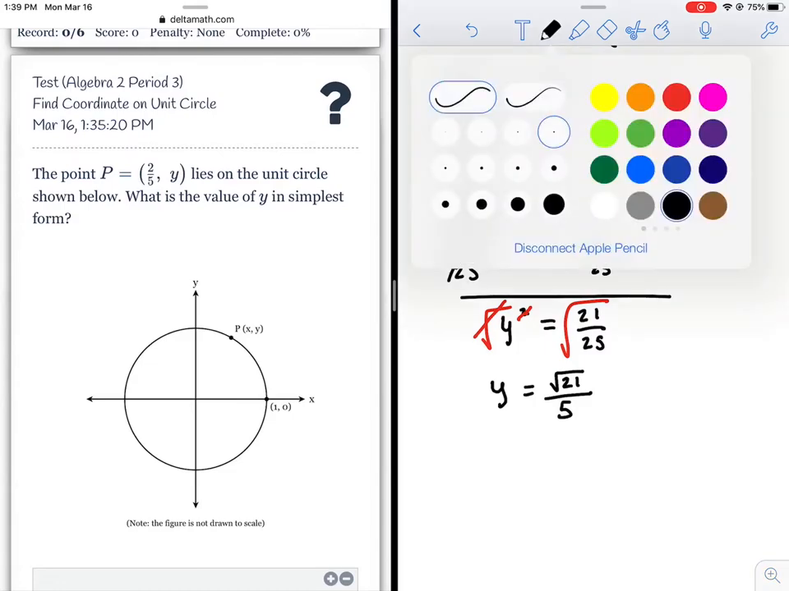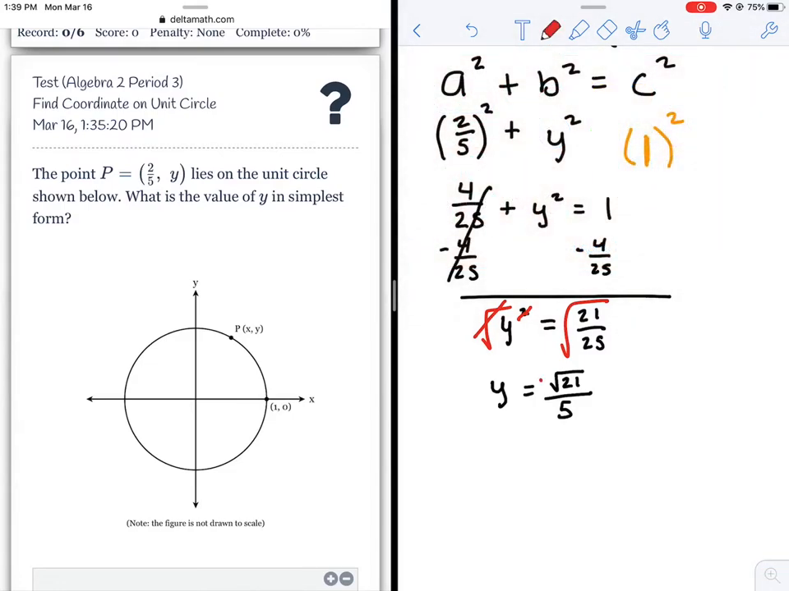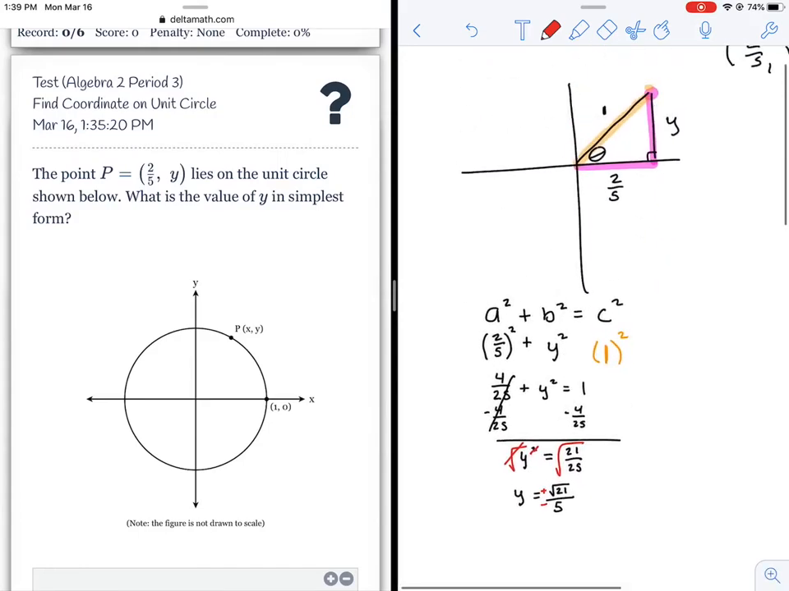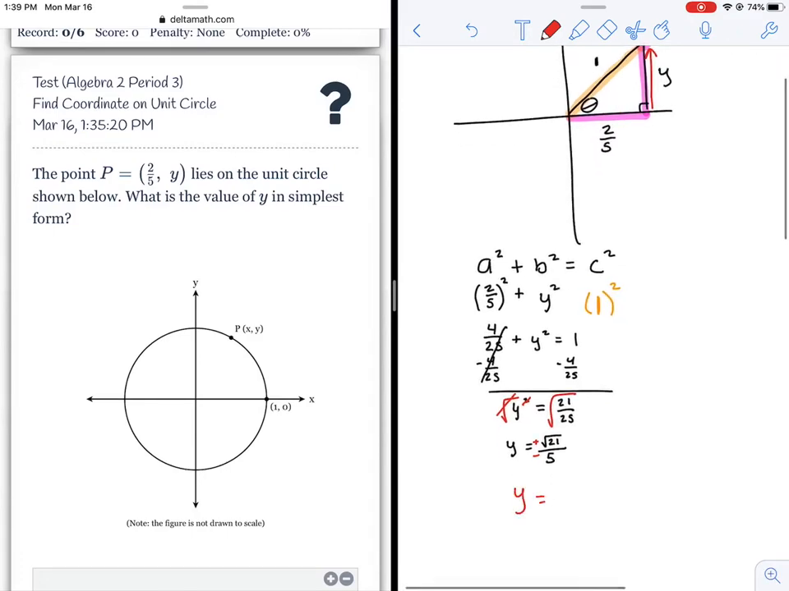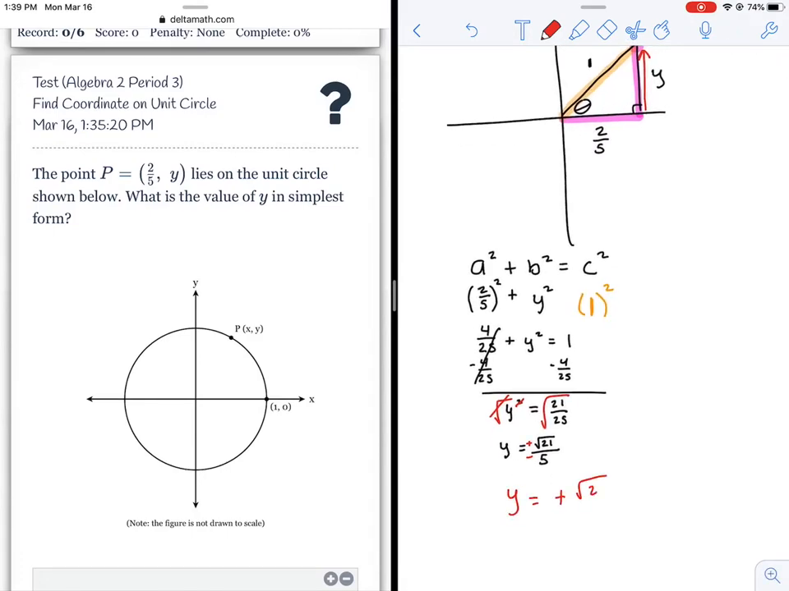Now remember, when we take the square root, we need to remember plus and minus when you draw in that square root. The reason why this is important here is because depending on what quadrant it is, this y value could be positive or negative. In this case, this point is going up in a positive direction. So this y value is going to be positive radical 21 over 5.